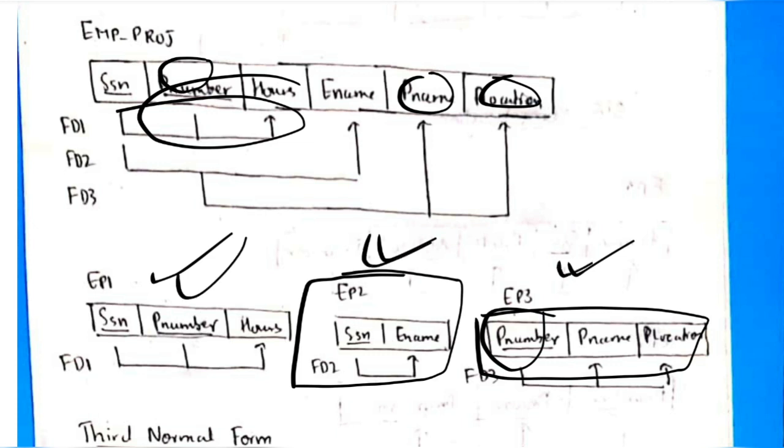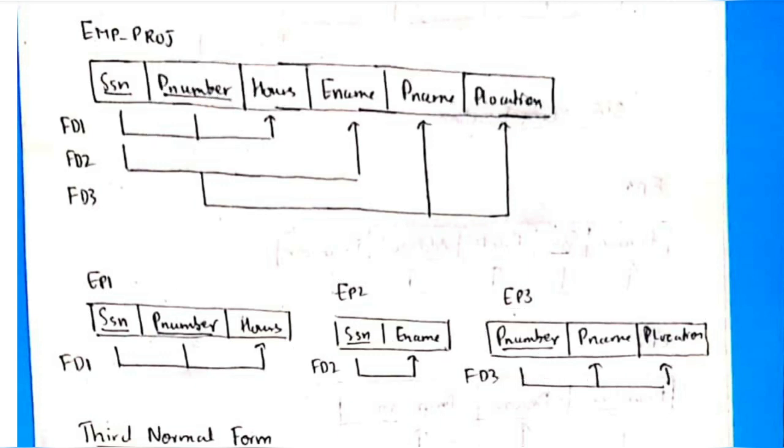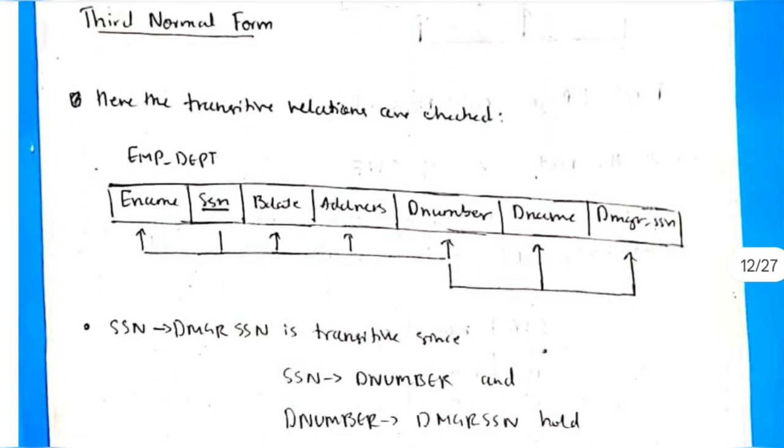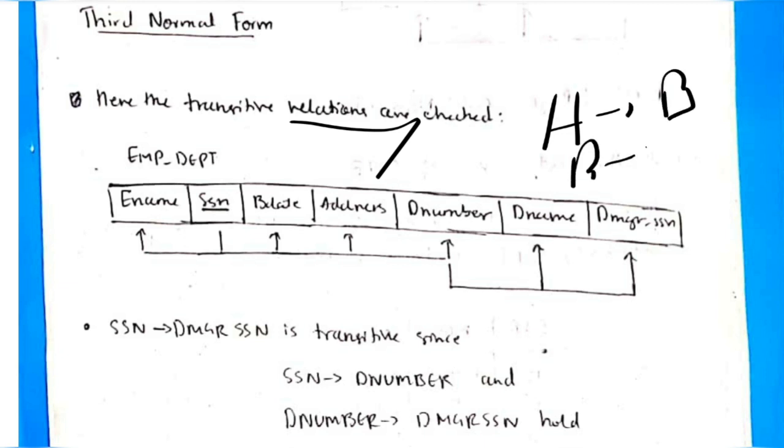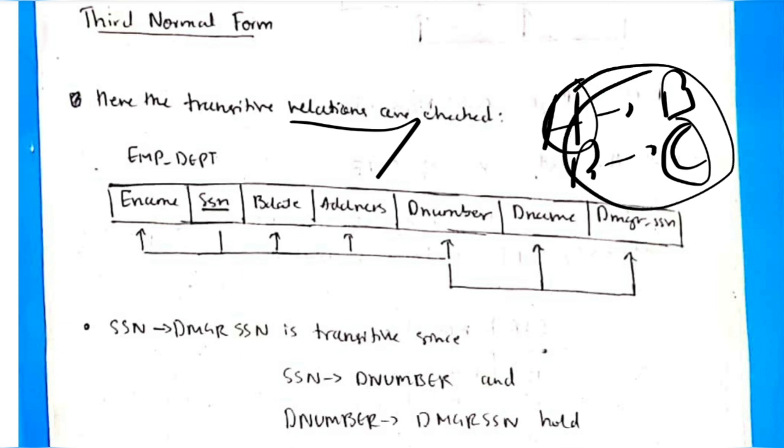These all satisfy the second normal form. Okay, after that we have the third normal form. Here the transitive relations are checked. What do I mean by transitive relation? A to B and B to C, then I can directly write A to C, right? That is a transitive relation.